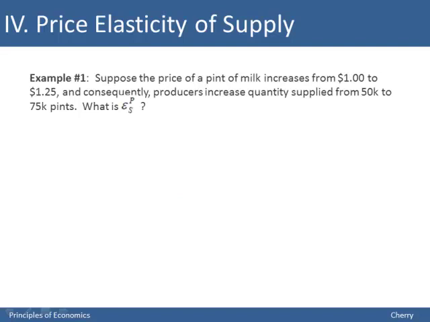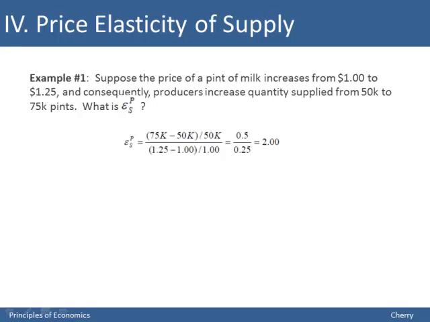So let's do an example. Suppose that the price of a pint of milk increases from $1 to $1.25. In response, producers increase their quantity supplied from 50,000 to 75,000 pints. So in this case, the price changes. So that part of the example looks like the price elasticity of demand example. You have a price change. But the difference here is the response we're looking at is how the sellers, the producers, respond to this price change. Whereas before we were looking at how the buyers responded.